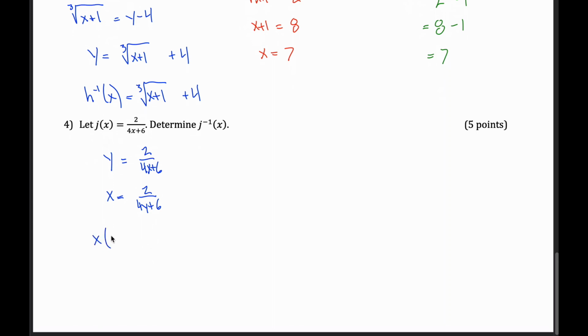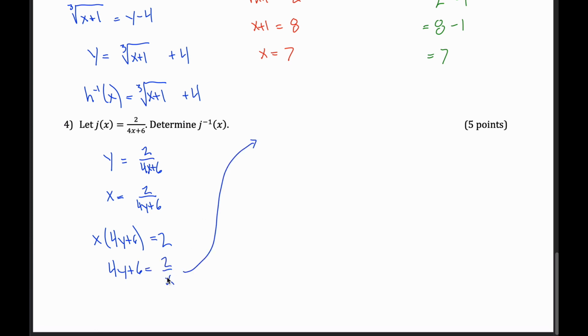So then on the left, I'd have x times that 4y plus 6. And on the right, I would just have 2. Because if I multiply this by 4y plus 6, that new 4y plus 6 and this old 4y plus 6 cancel each other out. And that gets me this far. Now we just want to solve for y. There's 2 different ways you can do this that'll get you the exact same answer. Either you can distribute this x through the parentheses if you want, or you can just divide by x right now and call it 4y plus 6 equals 2 over x.